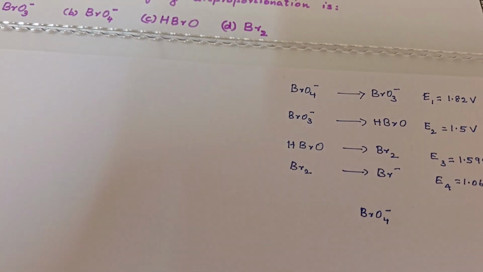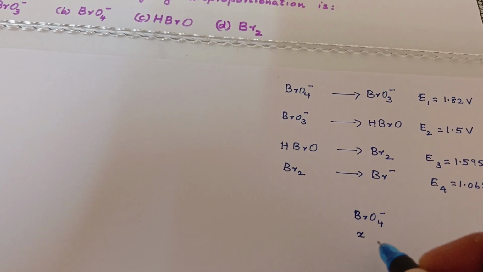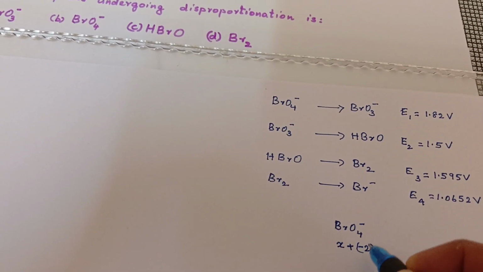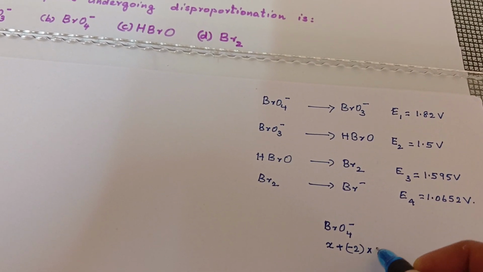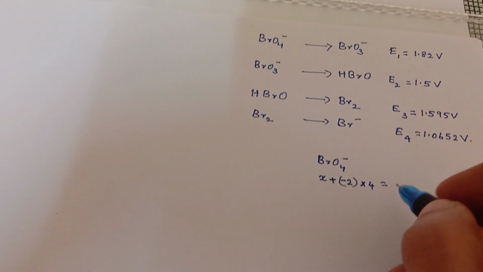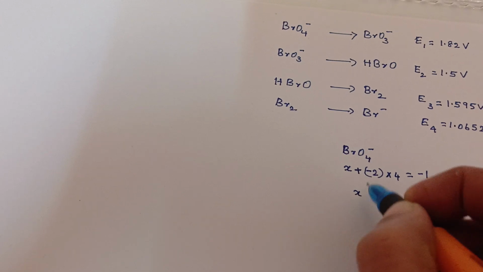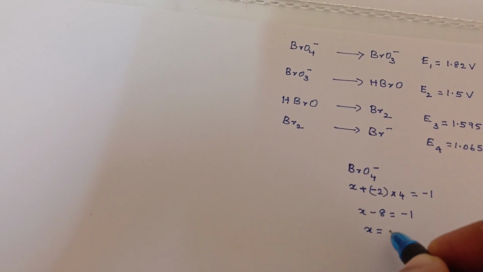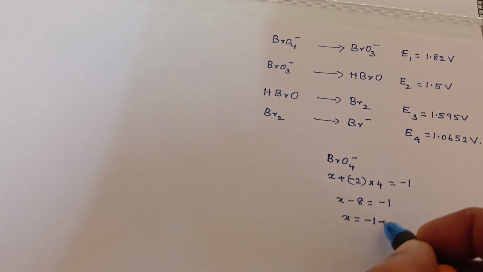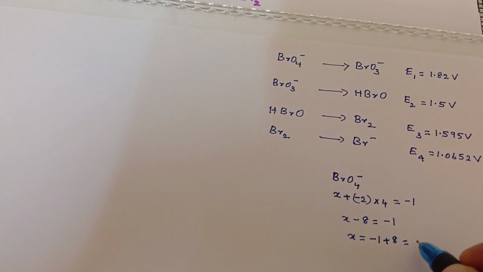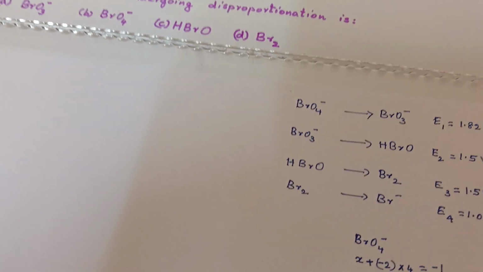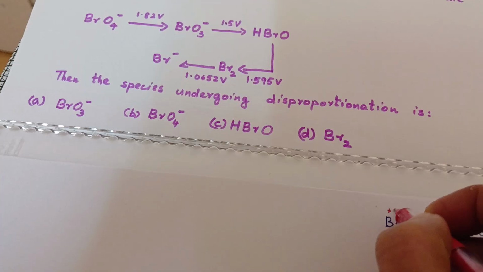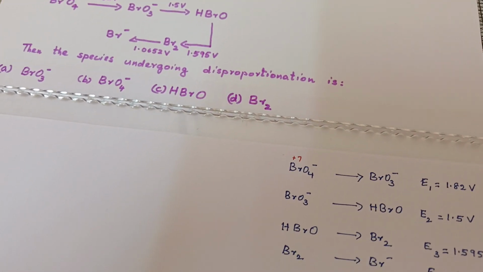BrO4 minus. Let X be the oxidation state of bromine here, plus 4 oxygens are there. Minus 2 is the oxidation state of oxygen into 4 equal to minus 1 is the overall charge. So X minus 8 equals minus 1. X equals minus 1 and this minus 8 will become plus 8 here. So it is plus 7. So bromine is having plus 7 oxidation state in BrO4 minus.